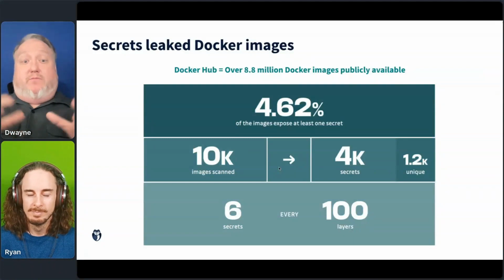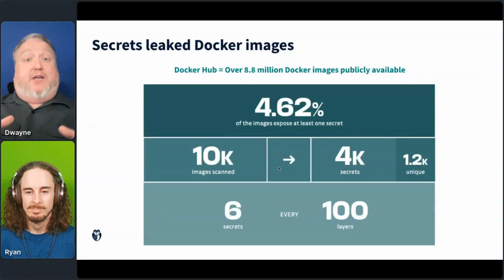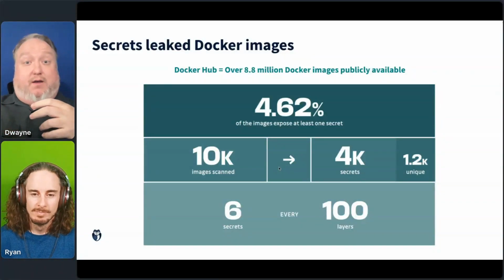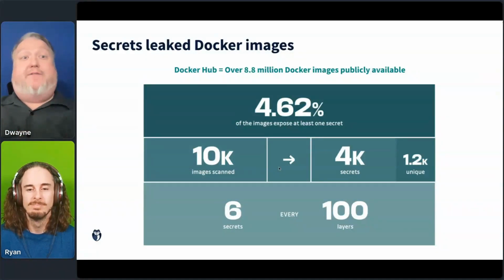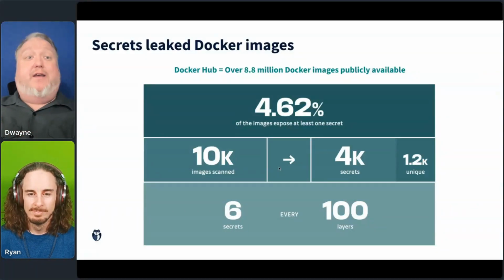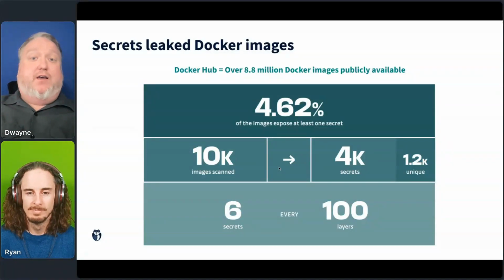We examined about 10,000 randomly selected ones here at GitGuardian and saw that about 4.62% contained at least one secret. But the amount of secrets we found was astounding. If someone's leaking a secret, they're not just leaking one secret, they're leaking a lot of secrets. On average, across the board, we're seeing 6 secrets per 100 layers of Docker images.